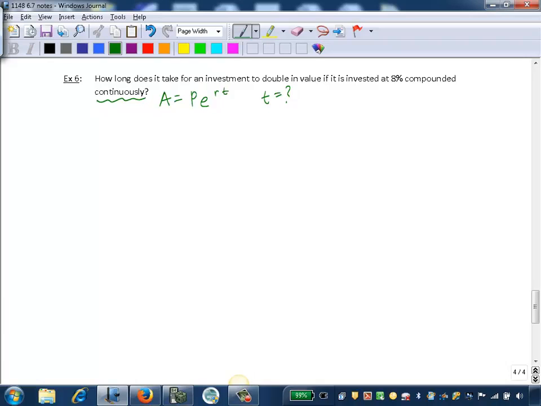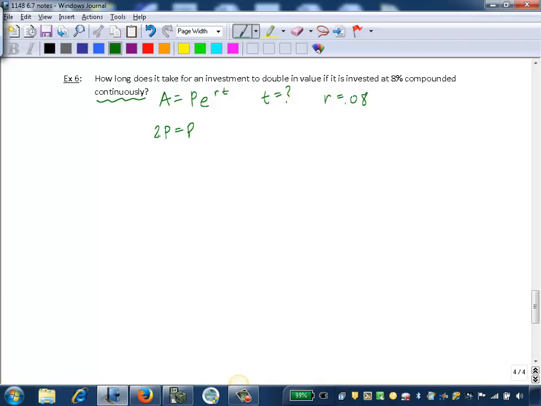Now, it's talking about the investment doubling in value, and it's invested at 8% compounded continuously. So we know we have our R of 0.08. Now, as far as doubling in value, we don't have a specific initial principal amount, but it doesn't matter. We can pick any amount that we want for the original principal and then just double it. For instance, we could choose a principal of $1, and then double it and get $2. We could choose an original principal of $50, so then in order for it to double, it would be $100. Or if we just choose a generic P, if I double that principal P, I'll have 2P.